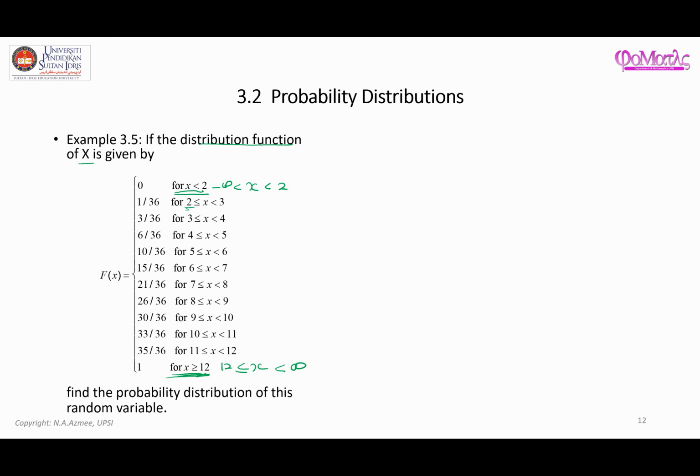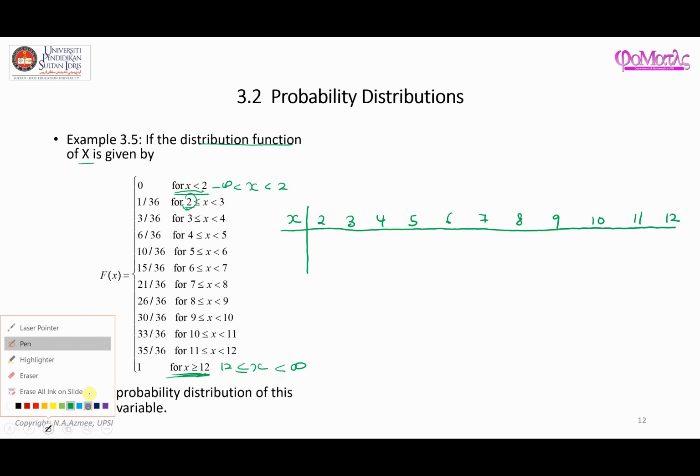So here, I think maybe we can try and approach this by creating a table. What we have here is the value of x. The lowest value of x is 2, and then we've got 3, 4, 5, 6, 7, 8, 9, 10, 11, 12. And then from here we can see the result of big F for each x.